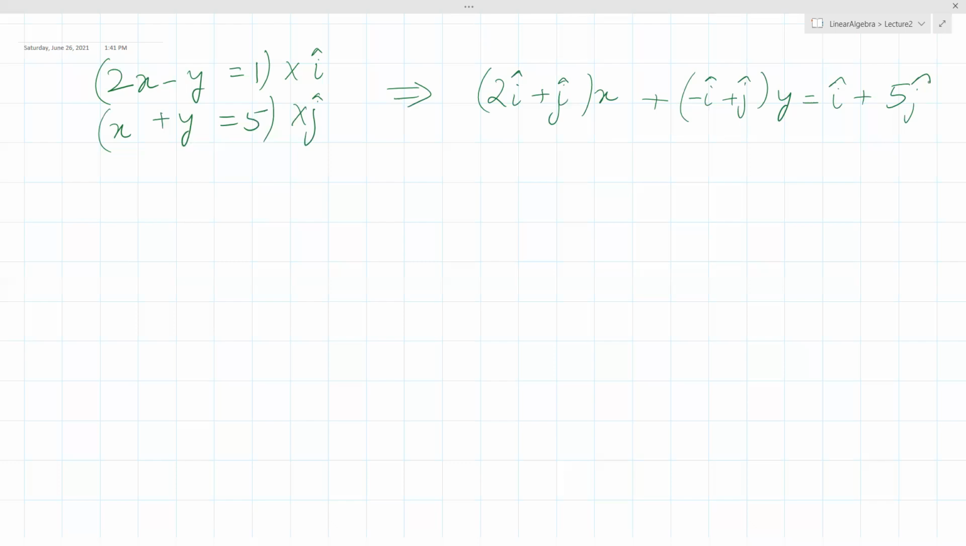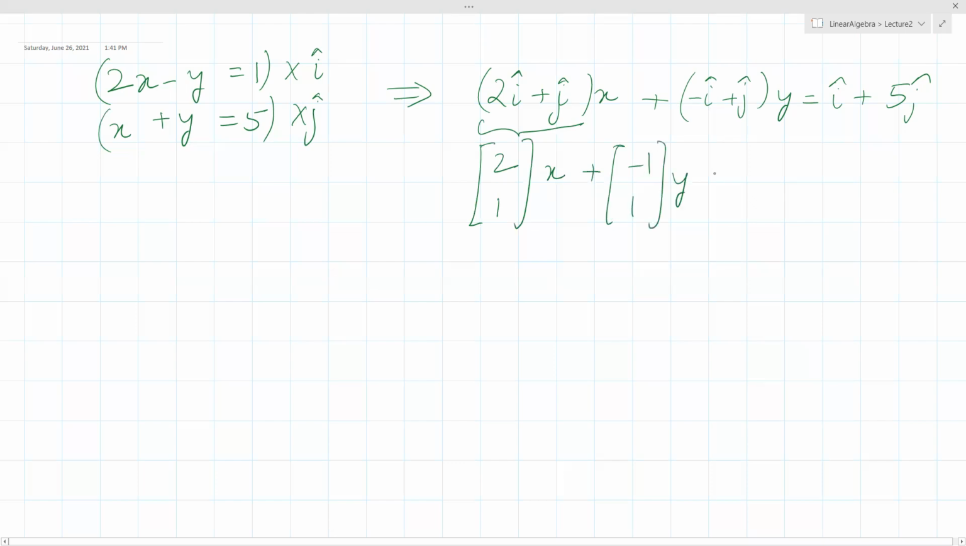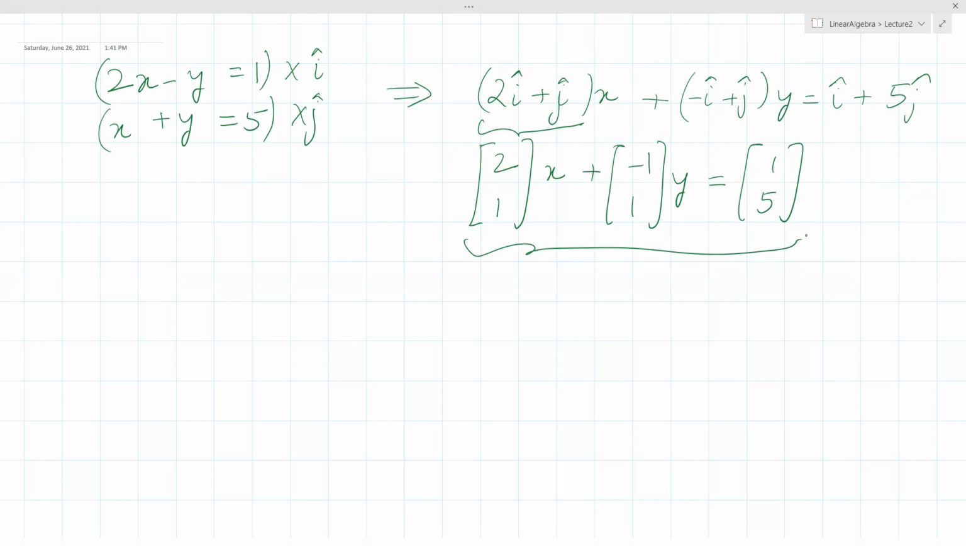No, sir. Okay. So this is just a notation. I can use a different notation. Can I write this as (2, 1) into x plus (minus 1, 1) into y is equal to (1, 5)? Is there anything wrong with it? Sanjeev? No, sir. So do you agree with what we wrote last time? Yes, sir. Now, is it better? Yes, sir. Okay. Very good question. Thank you very much.